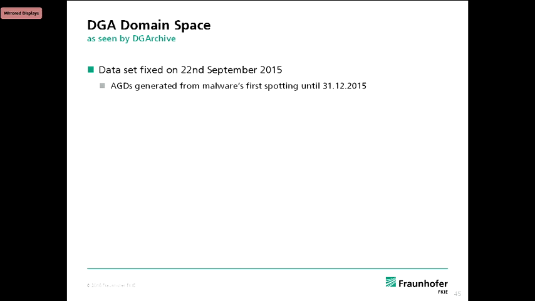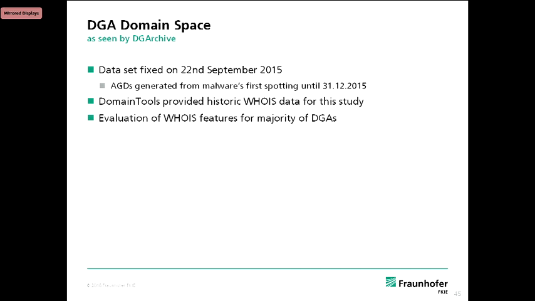Okay, as I mentioned, when you write a paper, you certainly have to fix the date, and we chose deliberately the 22nd of September last year, and included in our data set all the domains until the end of the year in order to ensure that we also see some of these advanced registrations in there, and then received this historic whois data. And then first had a look at what you can derive from whois data.